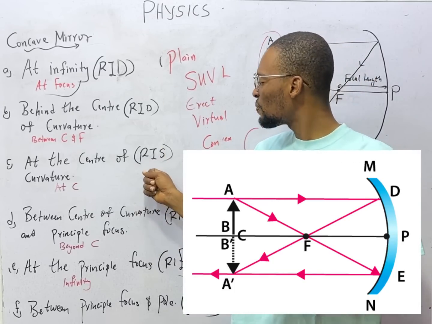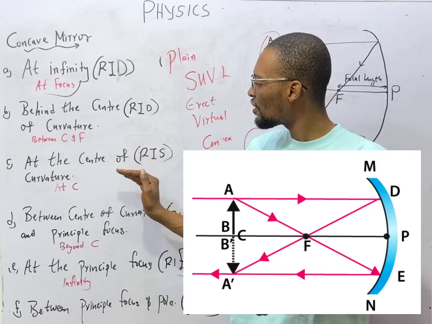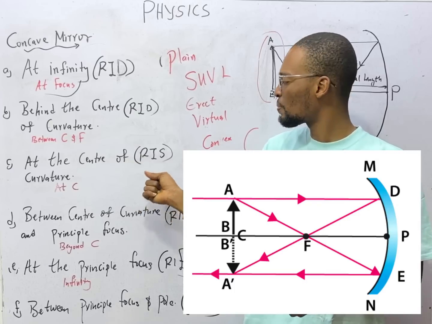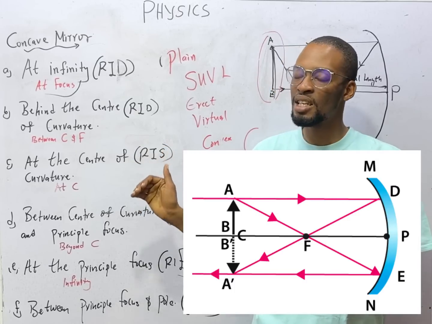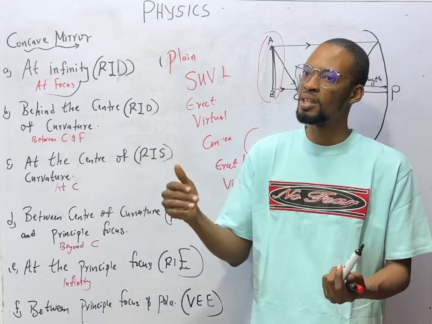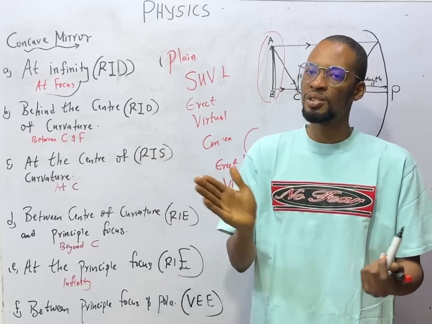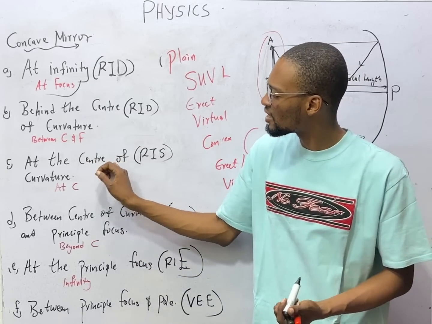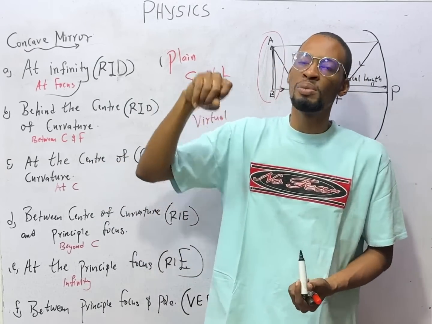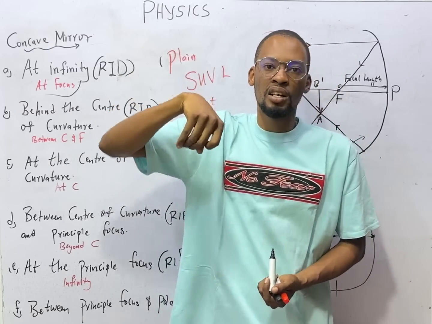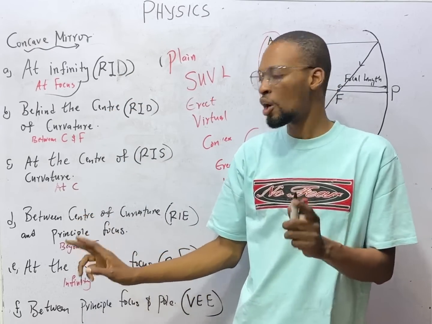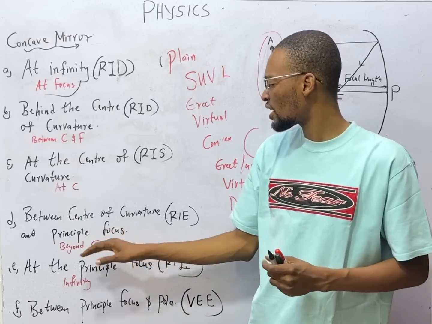So, when you place an object at the center of curvature, in terms of size, it behaves like a plane mirror, because the image is the same size as the object. It is not enlarged, it is not diminished, it remains the same size. And when you place an object at the center of curvature, the image will be formed at that same center of curvature.